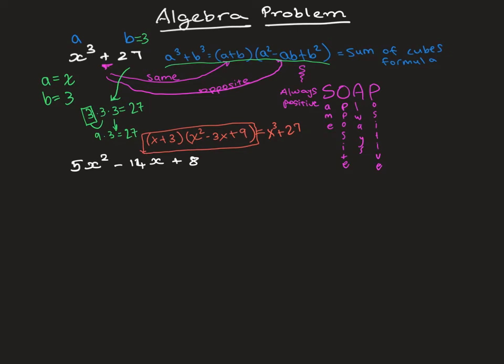Now, for the second example, you can see that this isn't a cubic factoring. This is just a normal factoring because it's got the single squared term. The first step when you're solving this type of problem is to check the coefficient of your highest degree. That would be 5, which is greater than 1. So what we have to do is take our a value and multiply it by our c value. So this new equation is x squared minus 14x plus 40.